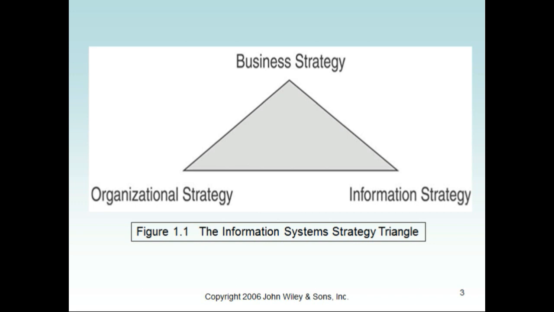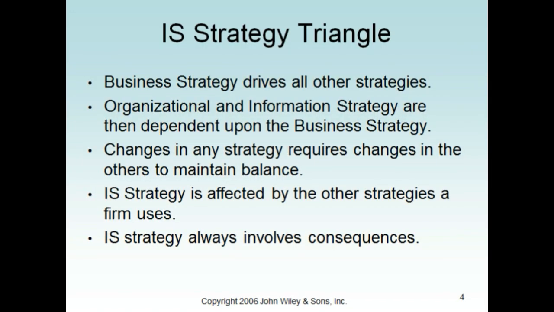Information strategy. This refers to the plan for using information systems to support the organization's goals and objectives. It includes elements such as the type of IS needed, the data that needs to be collected and analyzed, and how the IS will be integrated with other business processes.